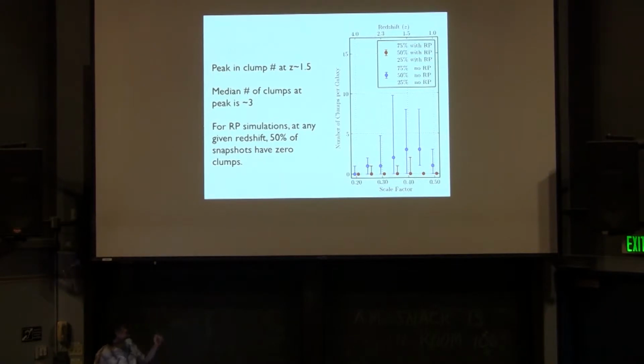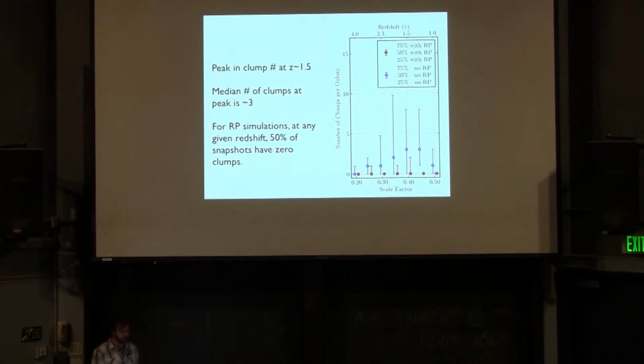But there's a huge dispersion in this relationship too. Those aren't error bars. Those are actually representing the distribution of the numbers of clumps. So the way to read this is that at z of 1.5, a quarter of your snapshots in the no RP simulations have more than 8 clumps in them. So these simulations are really, really pretty clumpy.